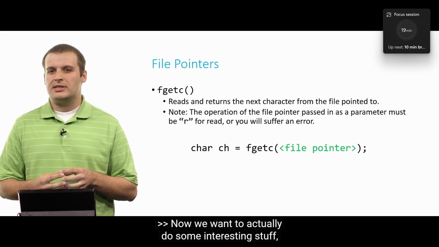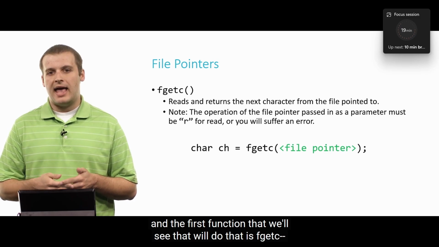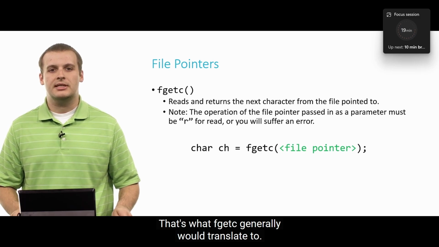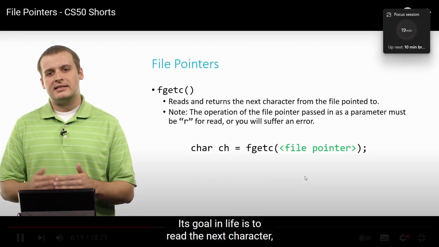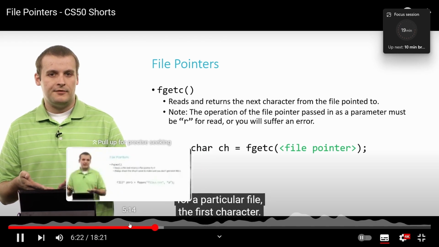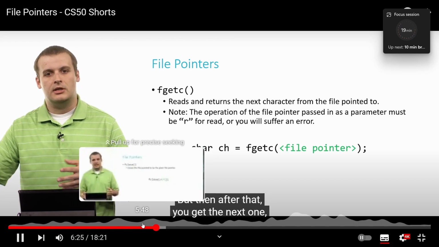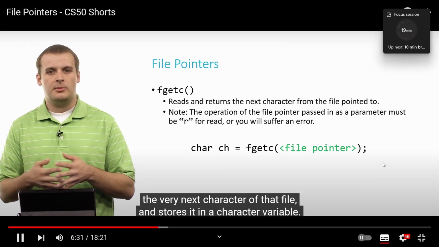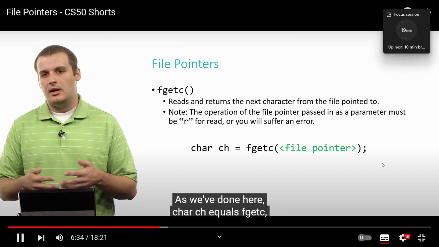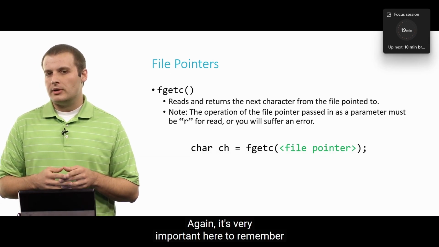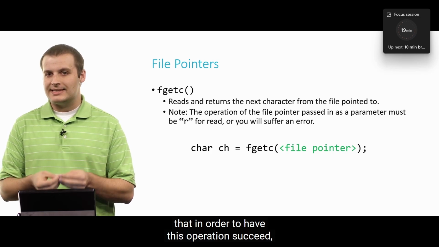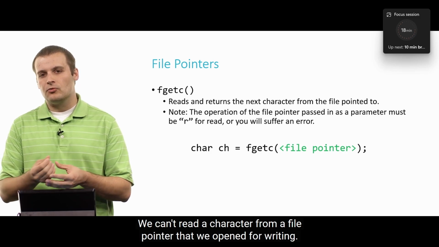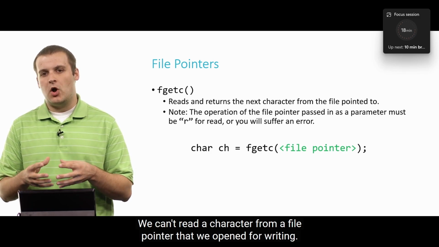Now we want to actually do some interesting stuff, and the first function that we'll see that will do that is fgetc, file get a character. That's what fgetc generally would translate to. Its goal in life is to read the next character, or if this is your very first call to fgetc for a particular file, the first character, but then after that you would get the very next character of that file, and store it in a character variable, as we've done here. Char ch equals fgetc, pass in the name of a file pointer. Again, it's very important here to remember that in order to have this operation succeed, the file pointer itself must have been opened for reading. We can't read a character from a file pointer that we opened for writing.